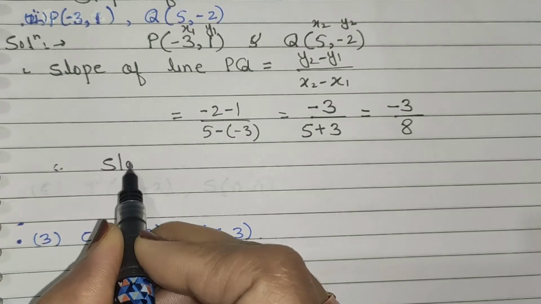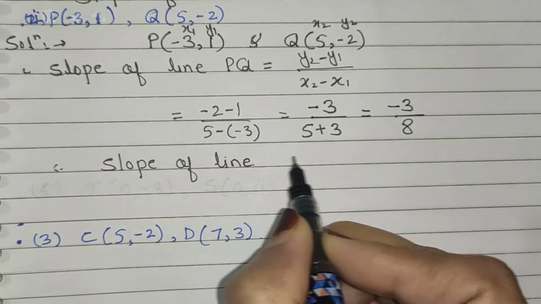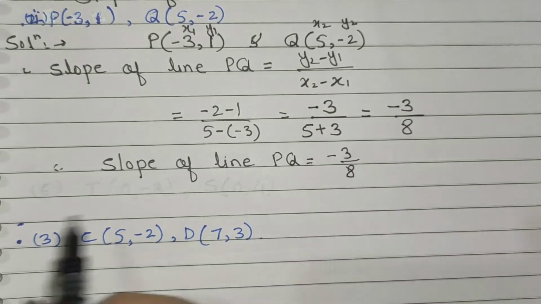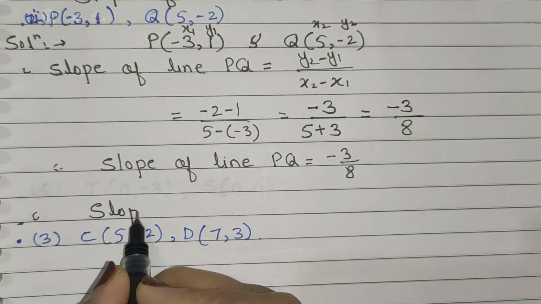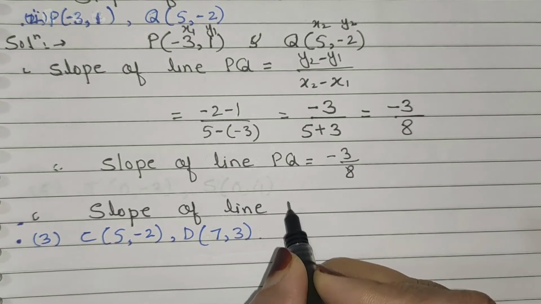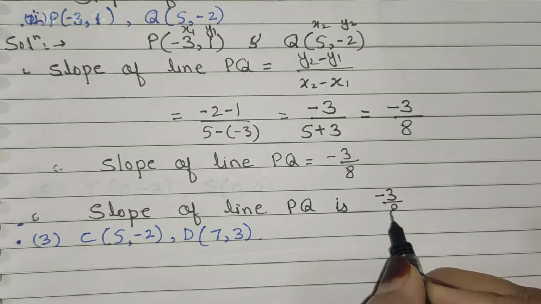Therefore, slope of line PQ is equal to minus 3 upon 8. Write down the answer here. Slope of line PQ is minus 3 upon 8.